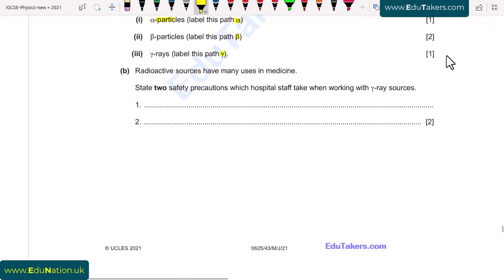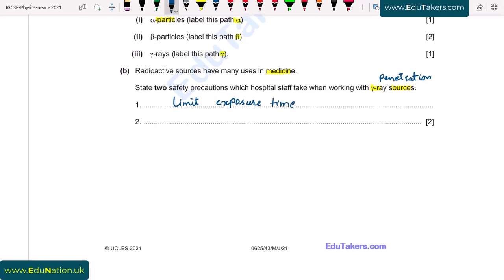So part B, radioactive sources have many uses in medicine. State 2 safety precautions which hospital staff take when working with a gamma ray source. We know that gamma rays have a large power of penetration. Their penetration power is very large as compared to alpha and beta. So one has to take some precautions while dealing with a gamma ray source. So first of all we have to limit the exposure time. I write here limit exposure time.